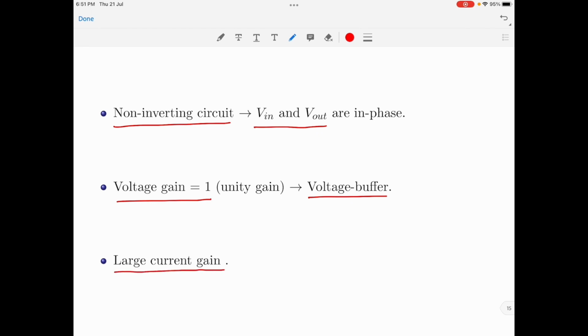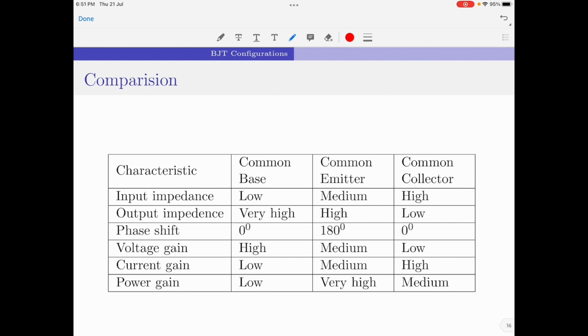Right, that is about the discussion on the three configurations for a BJT. Let us now summarize the points discussed by comparing each of the configurations. Consider the table shown here. In the leftmost column, I have listed out the characteristics. Then we have the common base, common emitter and common collector configurations listed in the next three columns.